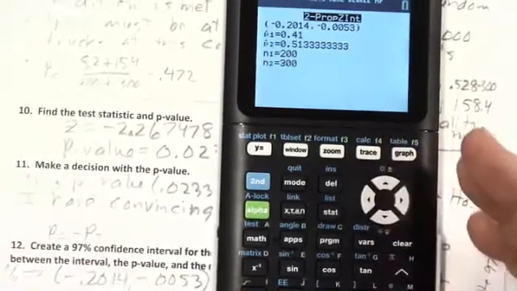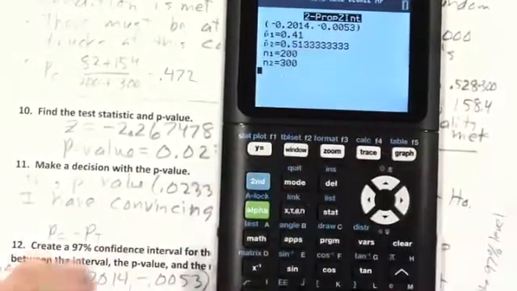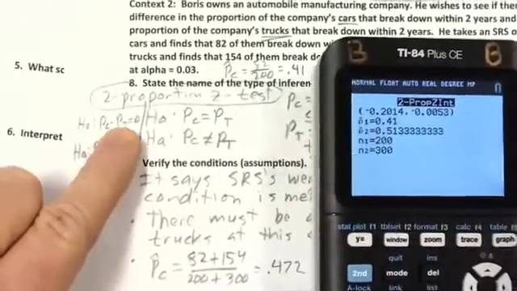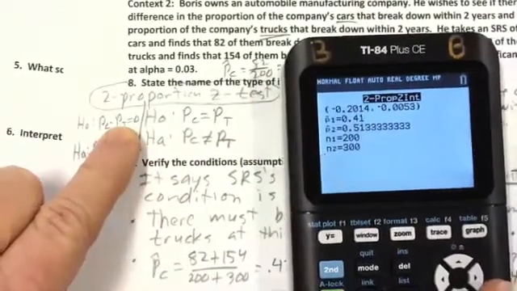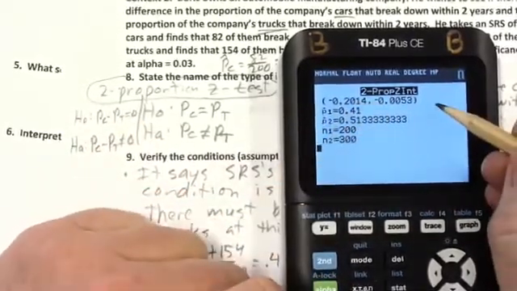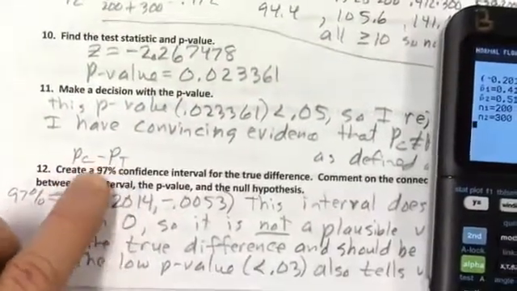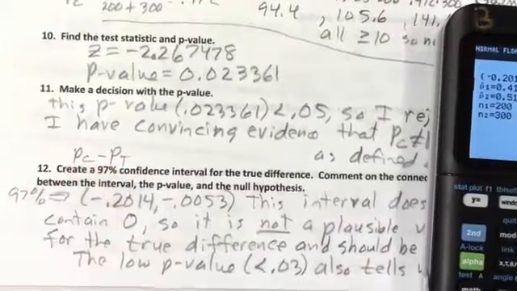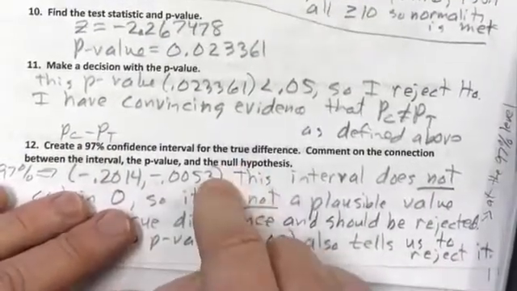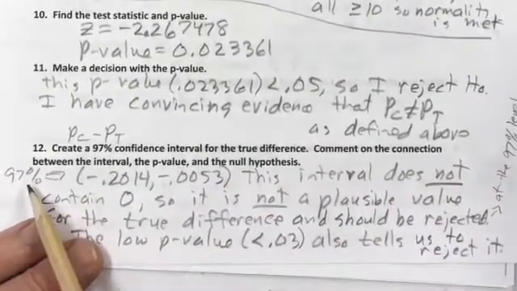In chapter 8, we would say we're 97% confident the true difference is in there. The connection between the null hypothesis value of 0 and the p-value is this: the null hypothesis value 0 is not in this interval. These are both negative numbers, and 0 is somewhere over here to the right. So it's not a plausible value for the true difference, and therefore it is to be rejected. The p-value is also telling us to reject, at the level of 97%.